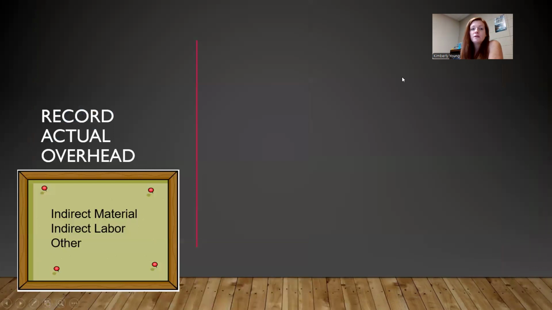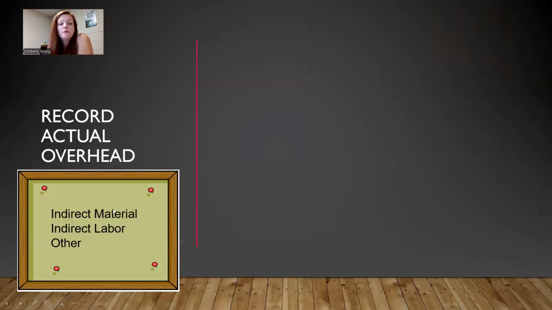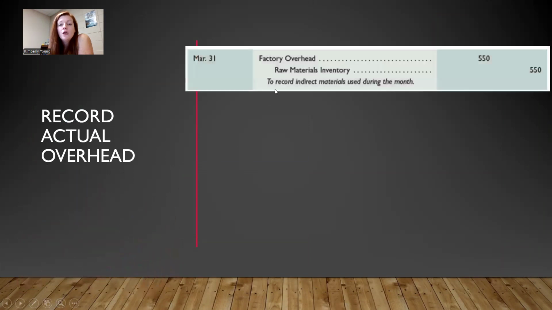So these were the actual things that were recorded in overhead. We had indirect materials, indirect labor, and all the other things. So for raw materials, we had $550. It was debited to factory overhead.